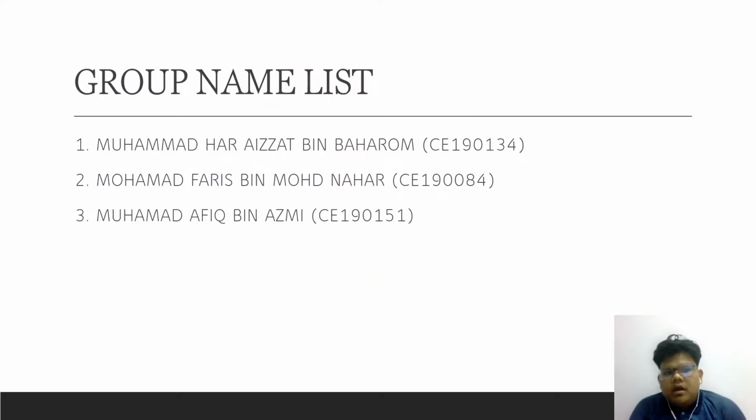Firstly, I want to introduce our group name list. First is Muhammad Aizzat bin Baharom, matric card number CE190134. Second is Muhammad Faris bin Muhammad Nahar, CE190084. And myself, Muhammad Afiq bin Azmi, CE190151.